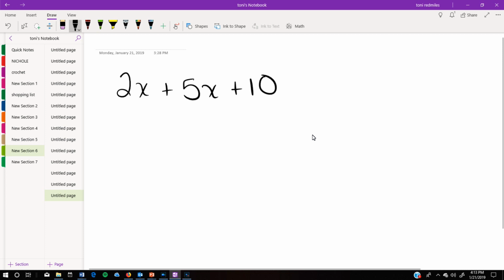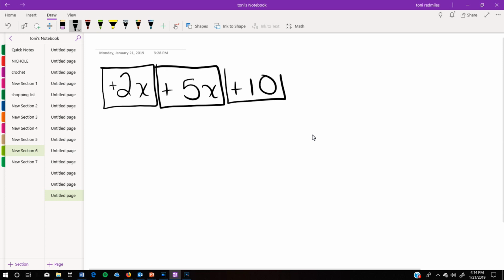A positive and an addition, they hold the same symbol. But depending on what capacity we're using the numbers in, we may use a different word. So when we're talking about the sign assigned to the number, we're talking about positive and negative. If I don't have anything, like I don't know if this 2x is positive or negative, well, we just assume it's positive. So these are my different terms. I'm going to put a box around my terms with their sign. So it's always the sign in front.